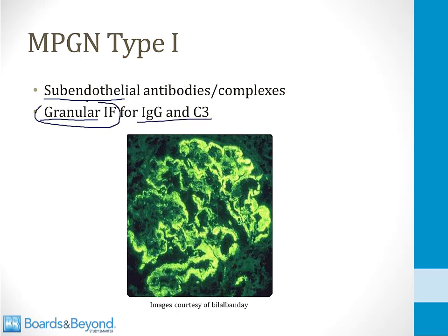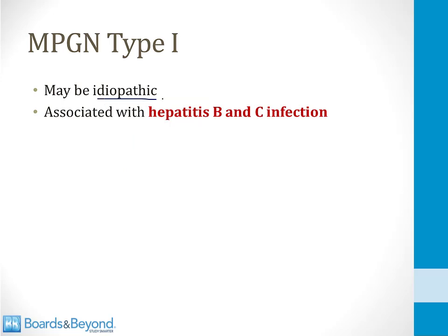Granular immunofluorescence staining is the type of result you get anytime you have a process that involves immune complex deposition in the glomeruli. MPGN type 1 can be idiopathic, however, it is also associated with a number of other conditions. Two of them that are high yield for you to know for step 1 are that MPGN type 1 is associated with hepatitis B and hepatitis C infection.